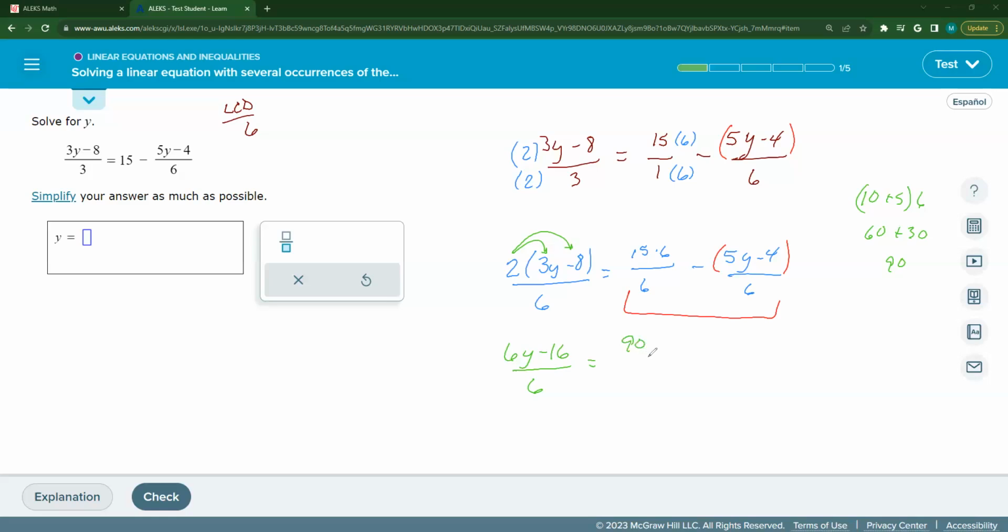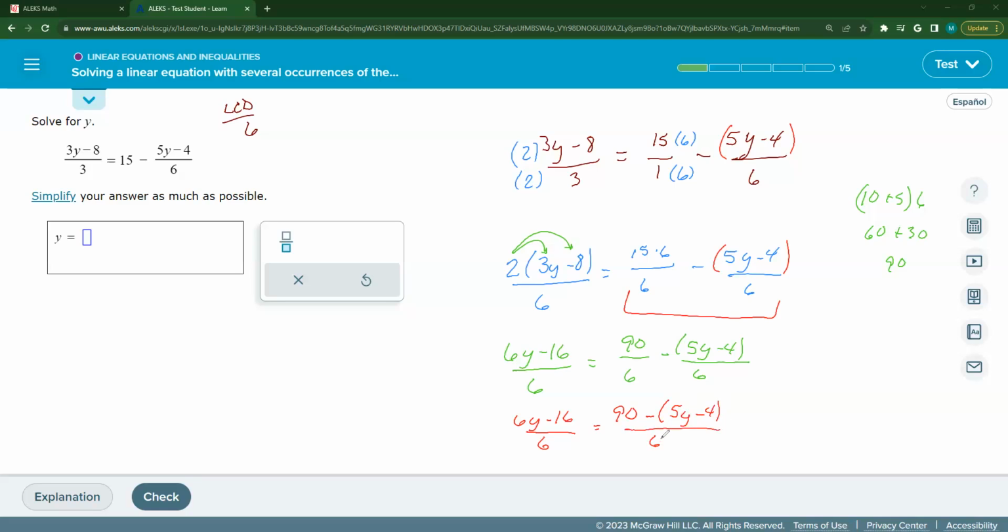So 90 over 6 minus 5y. That's a messy 5y. We'll fix it. 5y minus 4 over 6. Now, what we remember with fractions is if the bottoms match, I can write them as one fraction. So this is going to be 6y minus 16 over 6 equals 90 minus 5y minus 4 over 6.